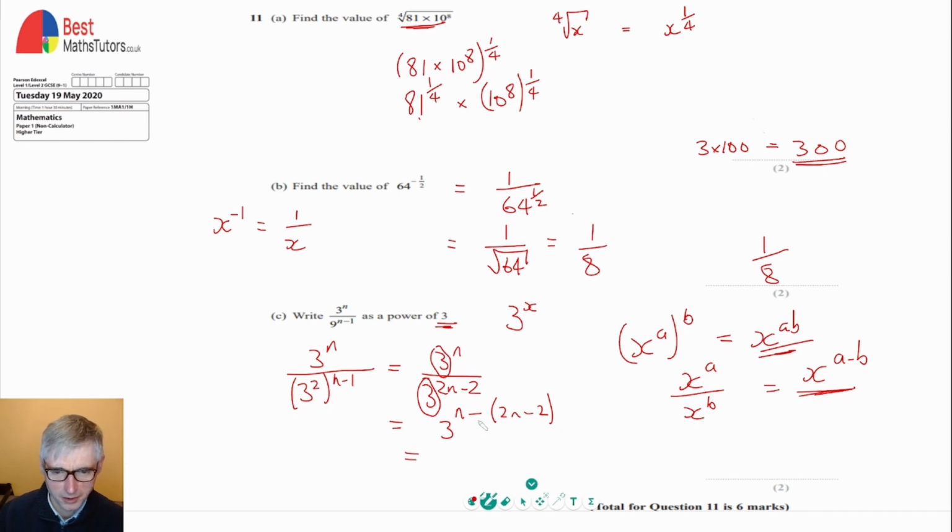I have to be very careful with the minus signs there. That will become 3 to the n minus 2n, and then that minus and the minus on the 2 inside the brackets becomes a positive, so a plus 2. Simplifying a bit further, n minus 2n is minus n, so that becomes 3 to the minus n plus 2. That's fine as a final answer, but because it looks a bit nicer, I might say that's 3 to the 2 minus n.